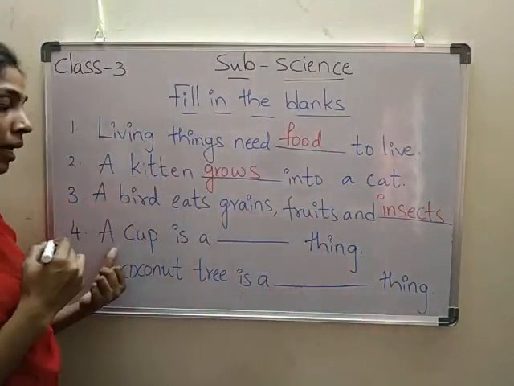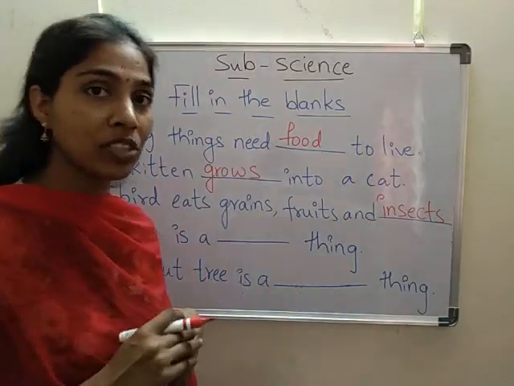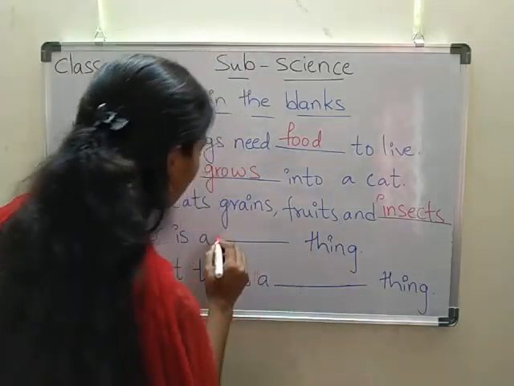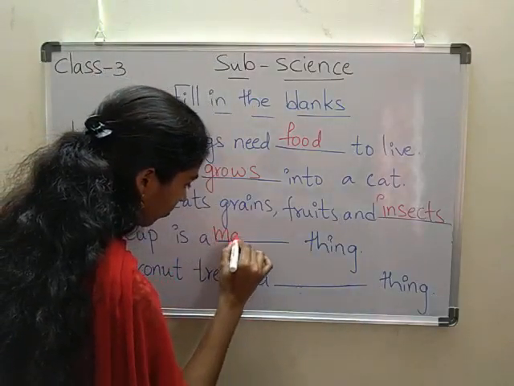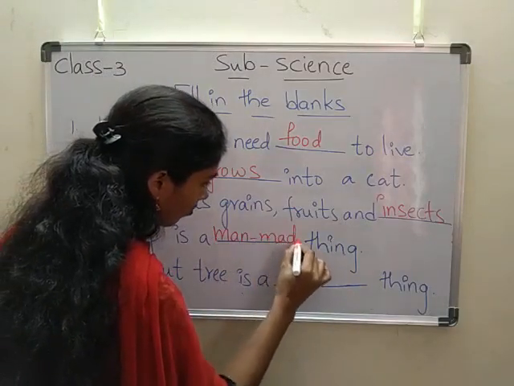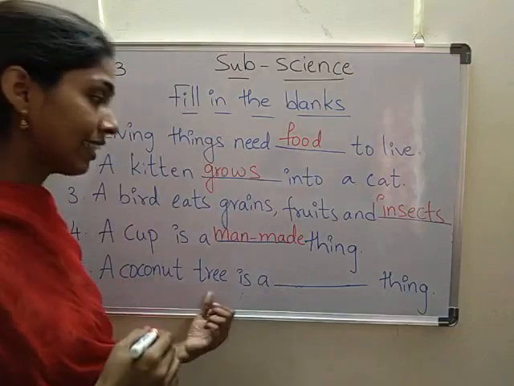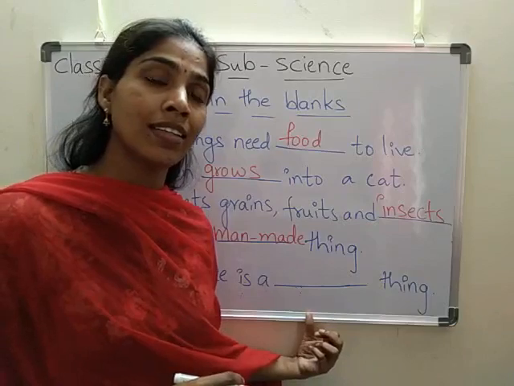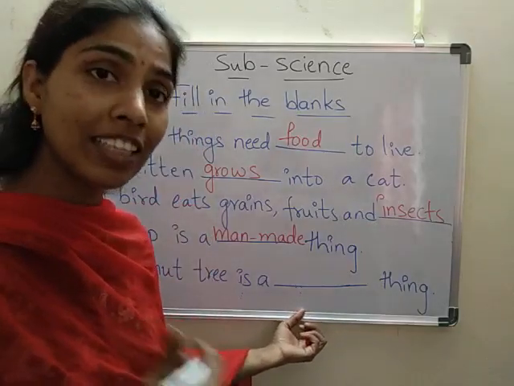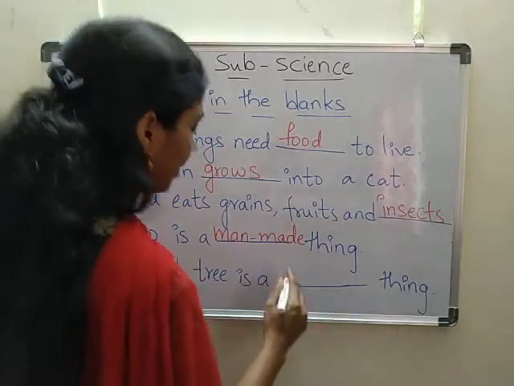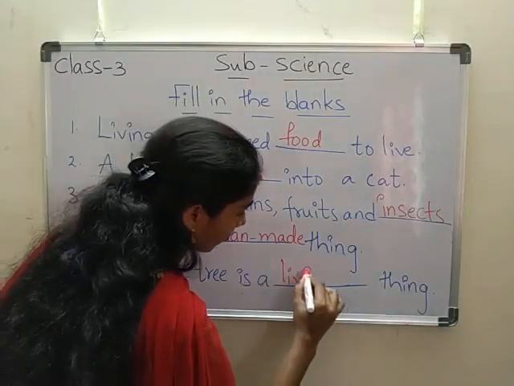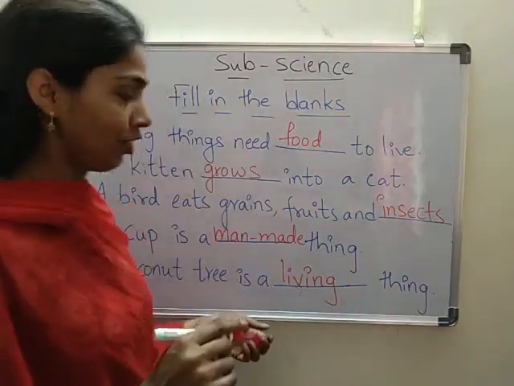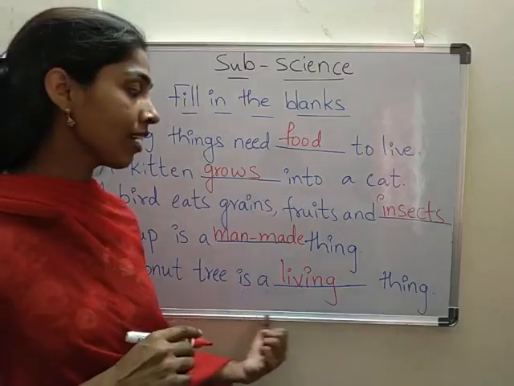Next, a cup is dash thing. Now tell me children, cup is a man-made thing or natural thing? Very good. Cup is a man-made thing. Now tell me children, a coconut tree is a dash thing. Now tell me children, it is which thing? Living thing or non-living thing? Very good. It is living thing. So all plants are living things. I said right? Okay. So a coconut tree is a living thing.